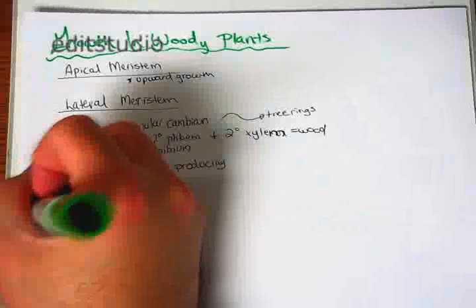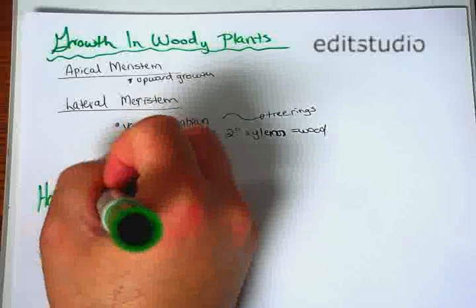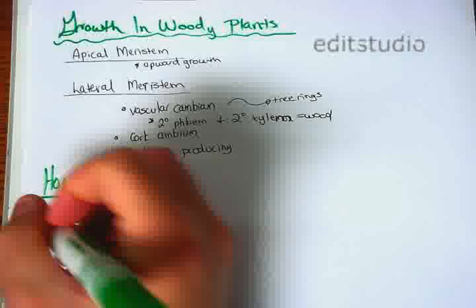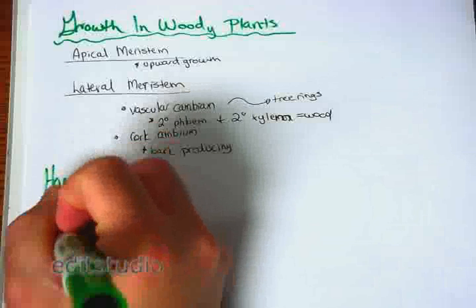Let's talk about hormones, hormones in plants. There's auxin. There's cytokinin.